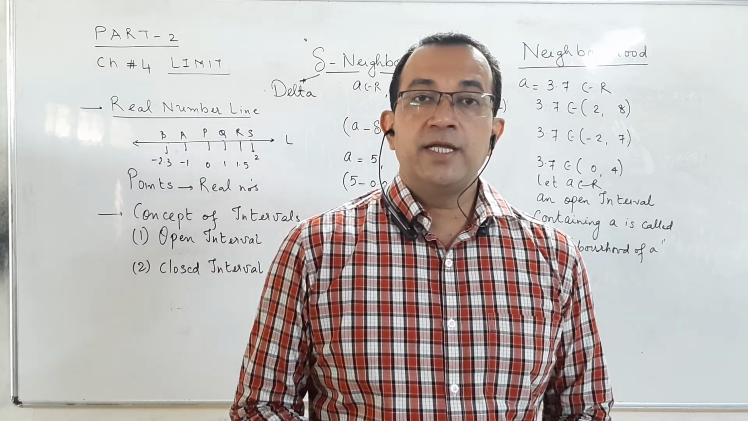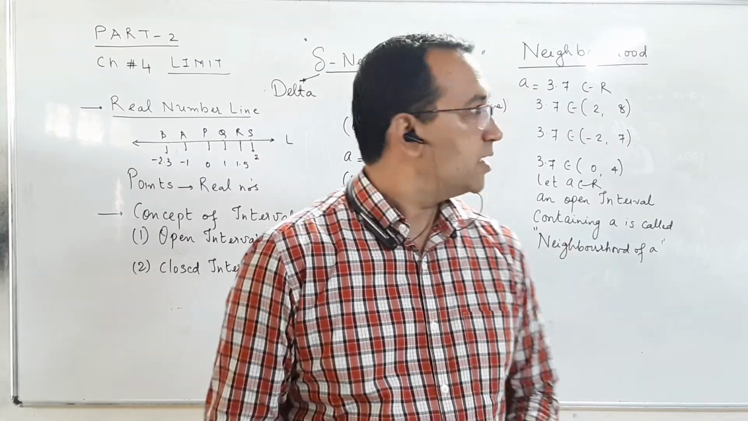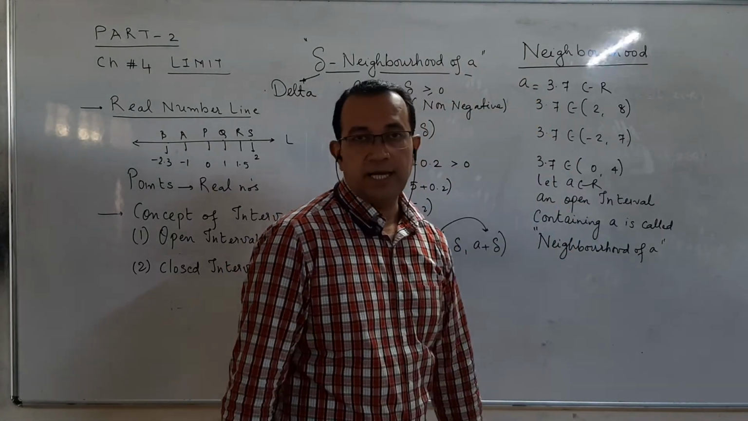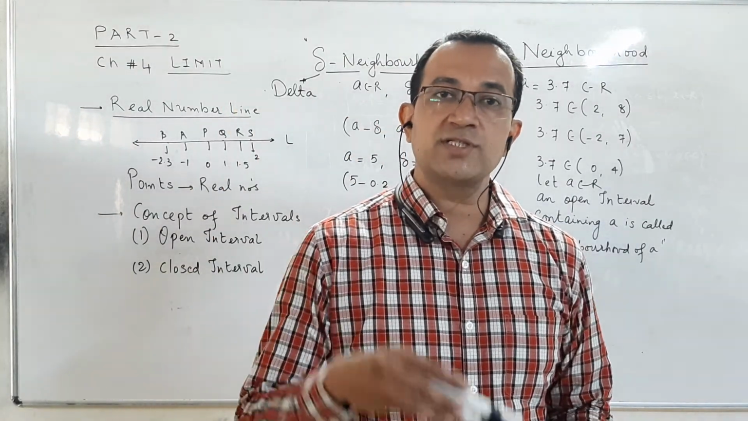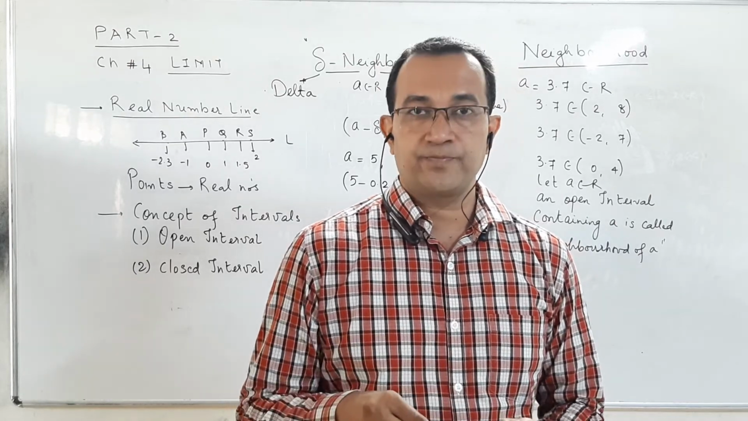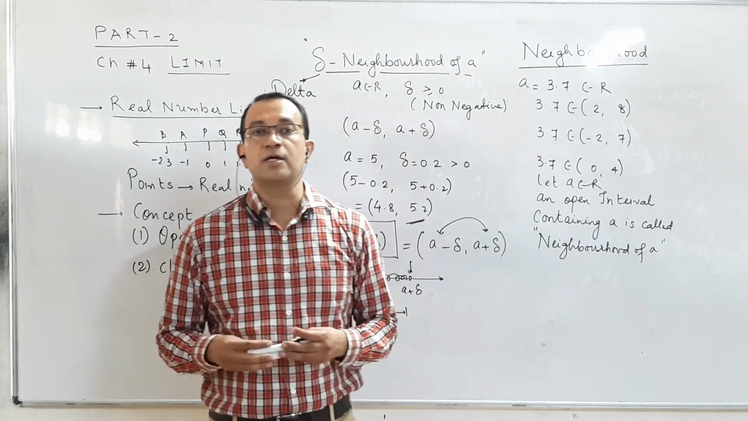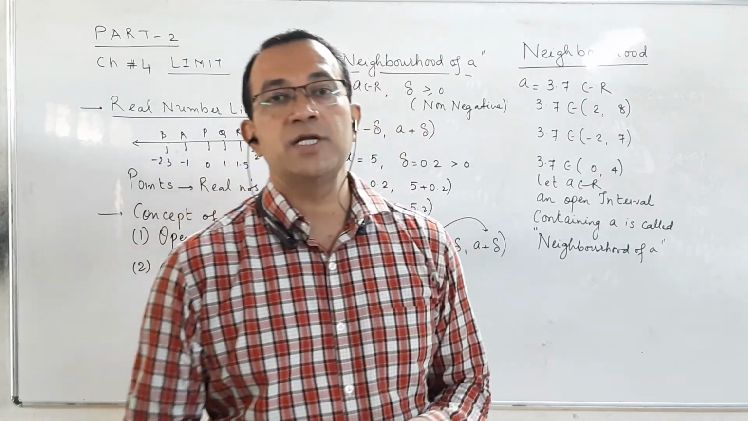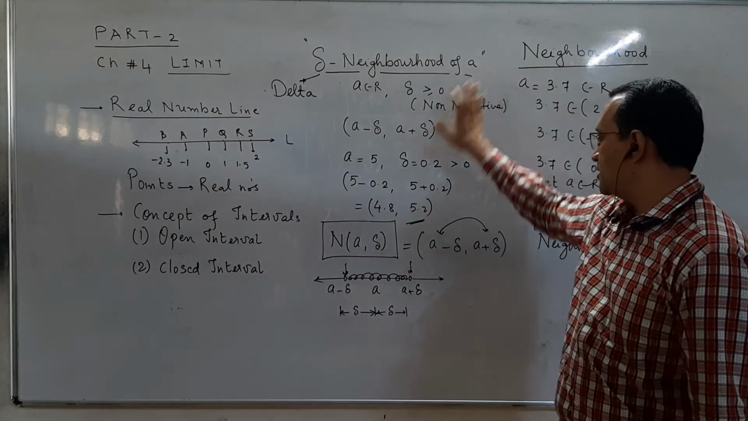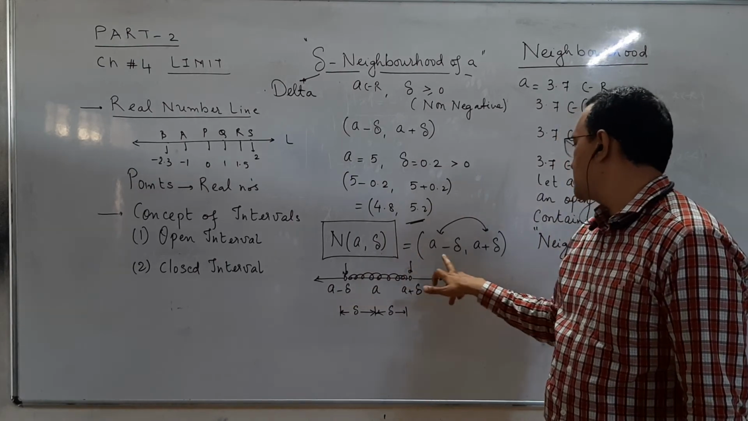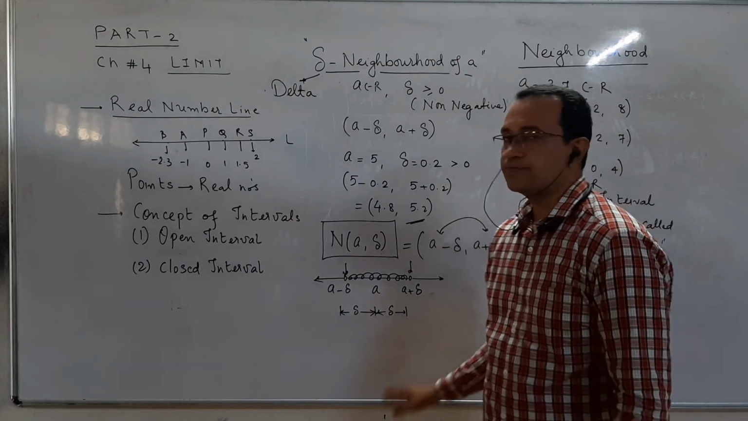Then, let A be any real number. Any open interval containing A is called a neighborhood of A. Practically, one real number can have an infinite number of neighborhoods. The second definition was delta neighborhood of A. Let A be a real number and delta be a non-negative real number. Then the open interval A minus delta to A plus delta is defined as the delta neighborhood of A. Symbolically, delta neighborhood of A is written as N(A, delta) and its interval form is A minus delta to A plus delta. I have shown this on the number line.